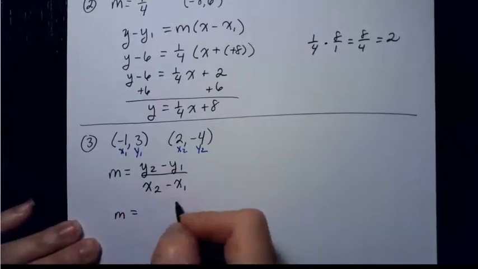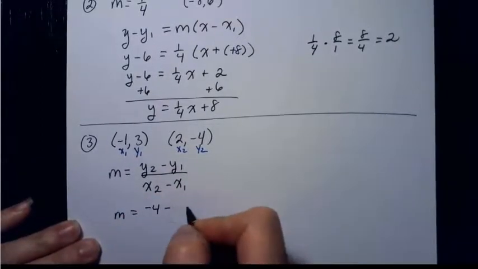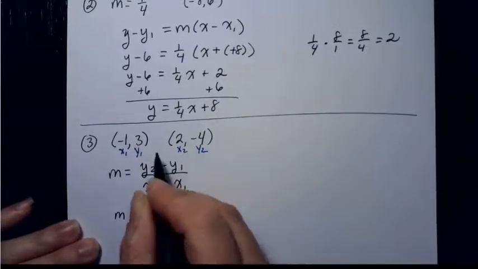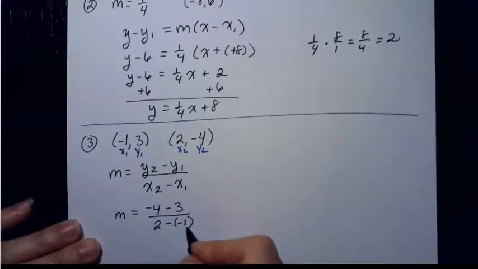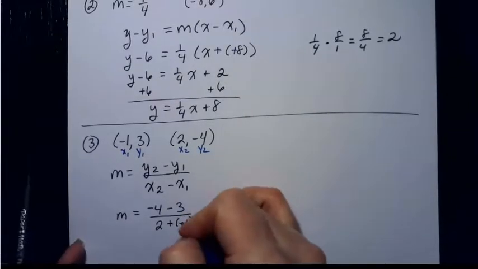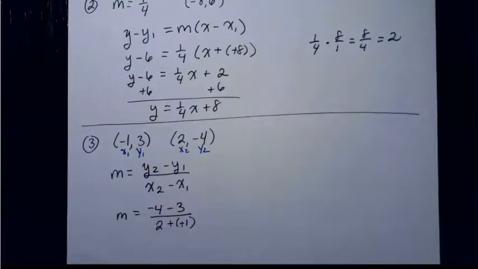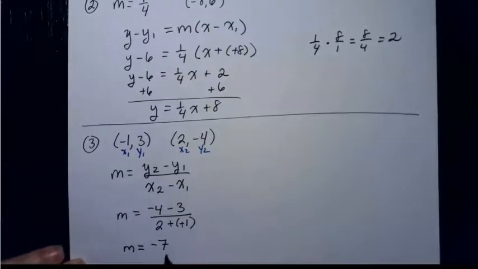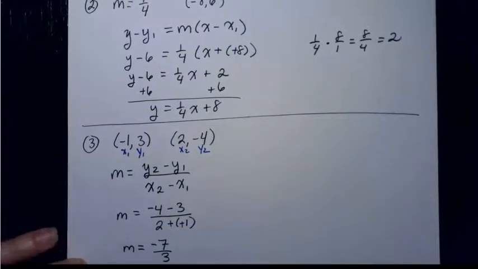So m equals y2, it's -4 minus 3 over 2 minus x1, which is negative, so a double negative down below. I'll take care of that double negative at the bottom: 2 minus -1 becomes 2 plus 1. And then on top, -4 minus 3, so 2 negatives, I'm adding, so it stays negative, so it's -7. On the bottom, I have 3. So my slope is -7/3.